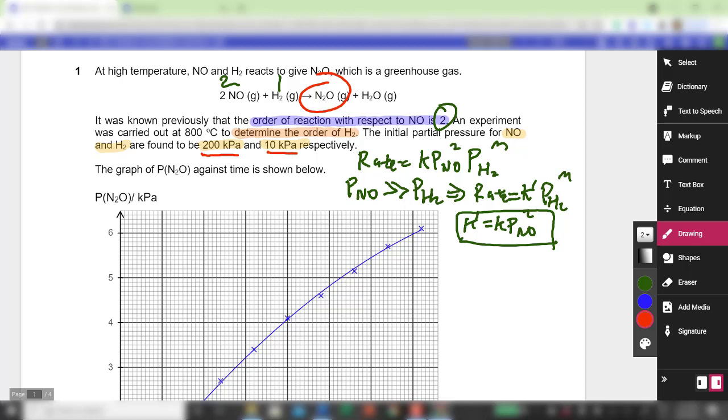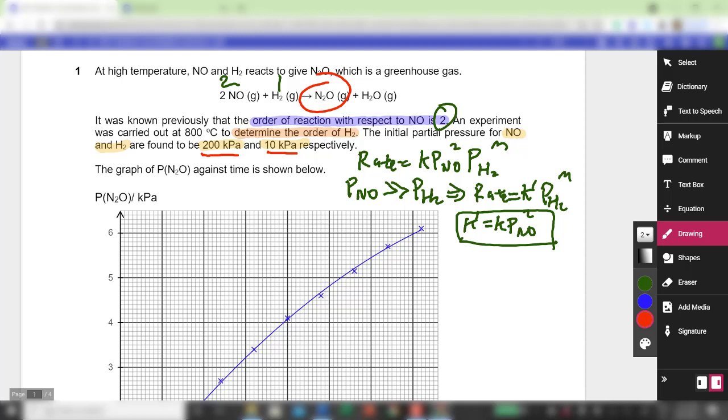So therefore, the partial pressure of H2, which is related to the amount of H2 present, is directly related to the amount of N2O that we produce. Because in this case, H2 is actually the limiting reagent. So in that case, I can conclude easily that the maximum partial pressure of N2O, or the maximum amount of N2O that can be produced, is governed by the amount of H2 that I started off with.